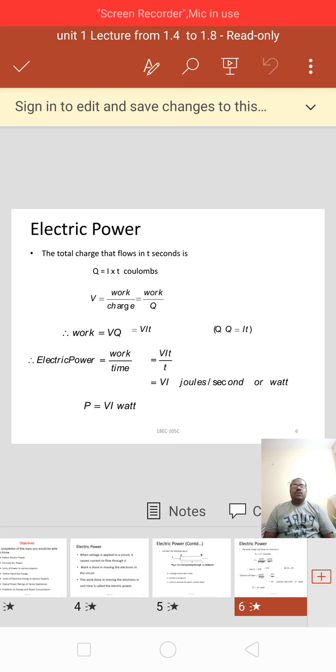We already learned that charge equals the product of current and time, in coulombs. Therefore, work equals VQ, where Q equals IT. We are taking that value in place of Q, that is, work W equals V into IT.